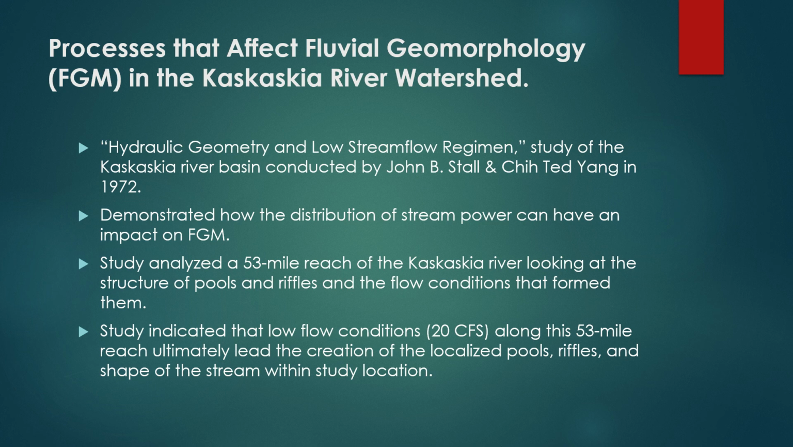So the study analyzed a 53-mile reach of the Kaskaskia River, looking at the structure of pools and riffles and the flow conditions that basically form them. The study indicated that low flow conditions along that 53-mile reach ultimately led to the creation of localized pools, riffles, and shape of the stream within the study location. Based off of their analysis and calculations, that's the conclusion that they came to in their study.